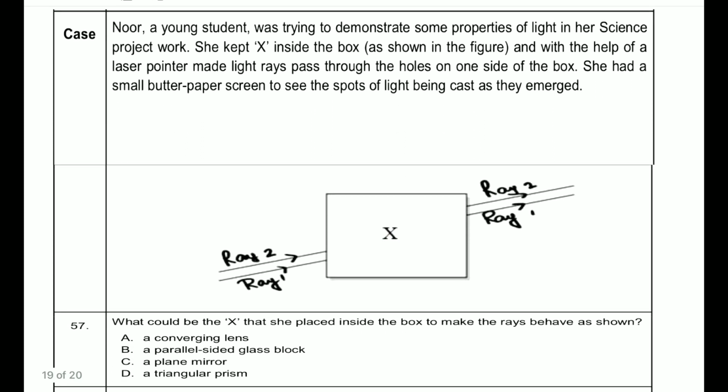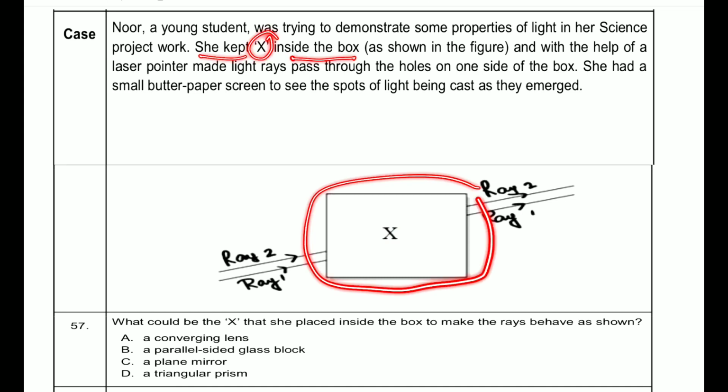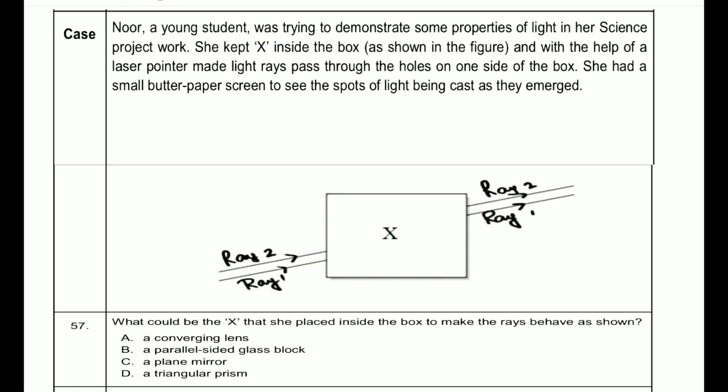This is a case study question, and this is the last question of your sample paper. Noor, a young student, was trying to demonstrate some properties of light in her science project work. She kept X inside the box. So you have this box, and inside this box she has kept some material. I don't know what material it is, as it is not given in the question. As shown in the figure, with the help of a laser pointer, she made light rays pass through the holes. So these are the laser rays she passed through some holes.